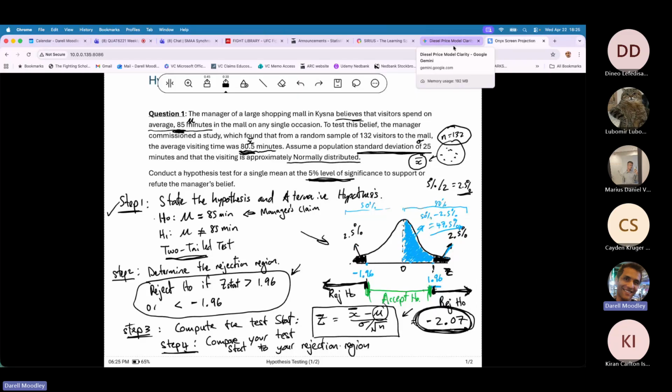So what you're looking for is you're trying to see if minus 2 is between minus 1.96 and positive 1.96, or is it on either side of the 1.96 values? So what do you think? Does it fall in the rejection region or acceptance region? Let's just put that in the chat. Acceptance region or rejection region? What do you think? Give it a shot, please. Doesn't matter if you get it wrong, because this is the opportunity to get it wrong and learn from it.